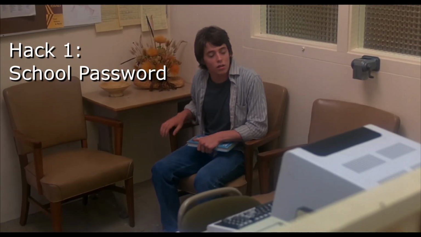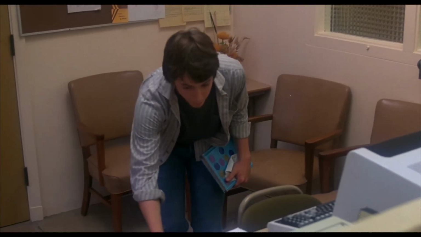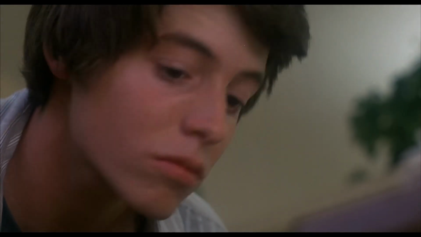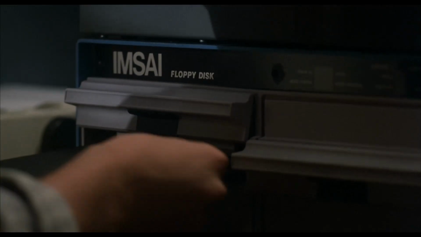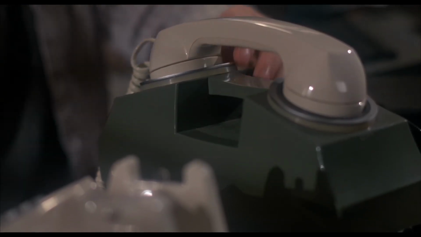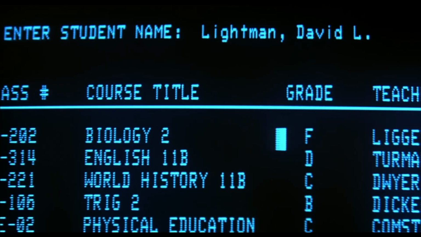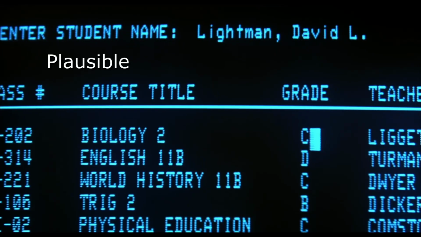The passwords are being written on a note on a desk. It's very plausible. A modern modem dialing into the high school system in 1983, well, that's kind of questionable. Not to mention the interface for assigning the grades. I would expect more of a prompt than a type-over system. However, it could have been plausible.